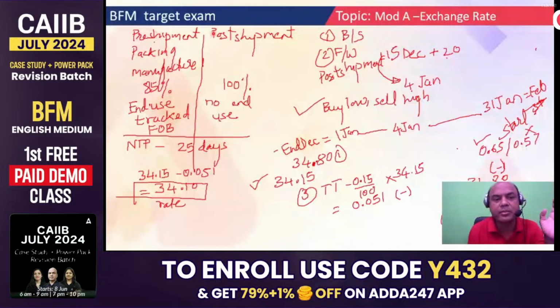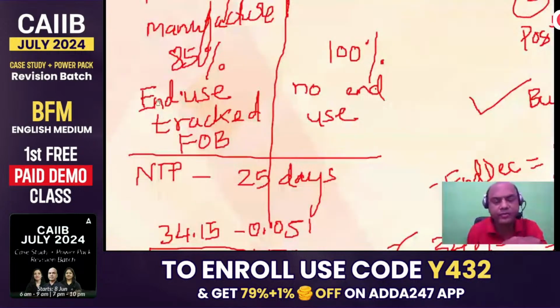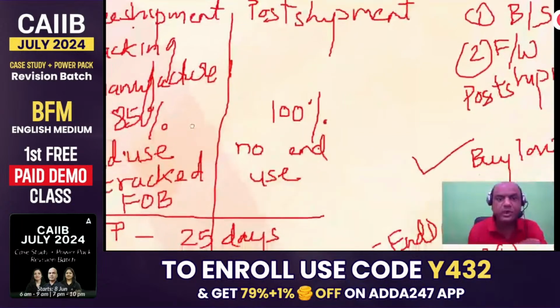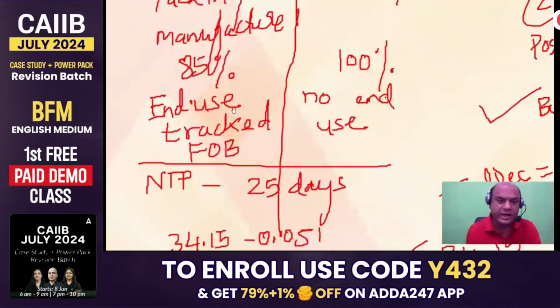See this, pre-shipment, post-shipment. Pre-shipment is also called packing credit. It is for manufacturing also. End use is to be tracked. Very important point. In pre-shipment finance, you will have to track the end use. It is always given on FOB. Post-shipment finance, 100% finance is given. No end use tracking. This question comes in exam: end use is tracked in which type of loans? So it is tracked in pre-shipment.